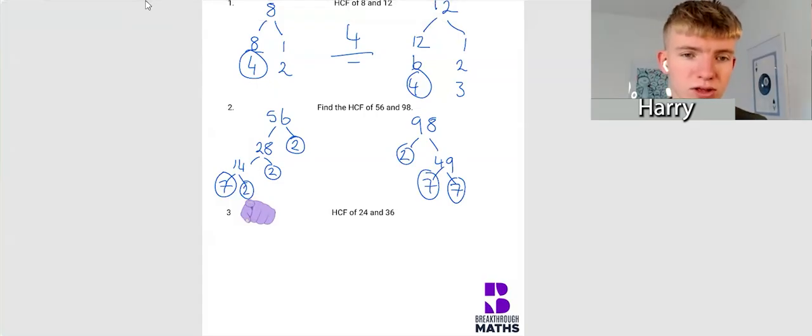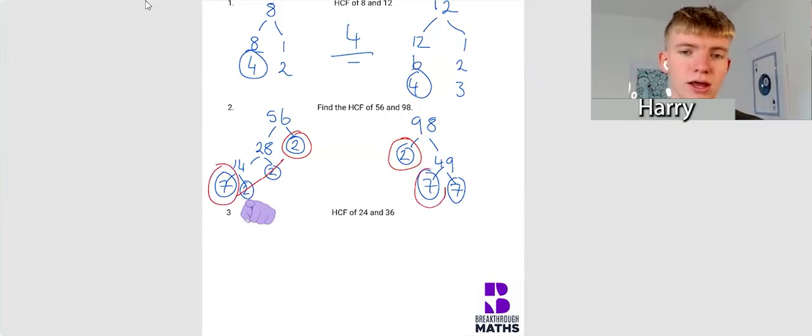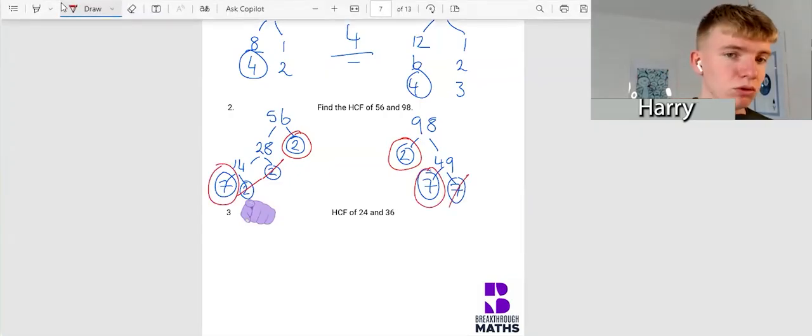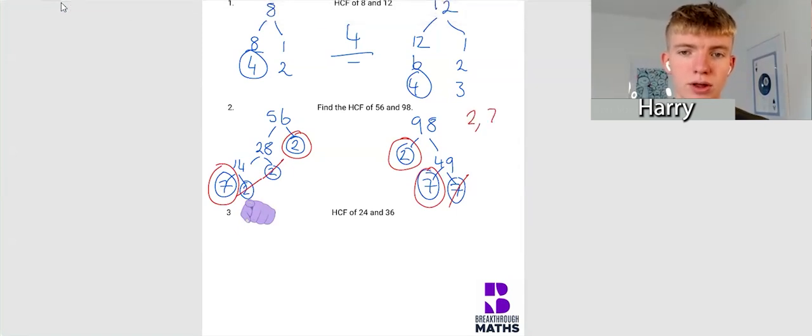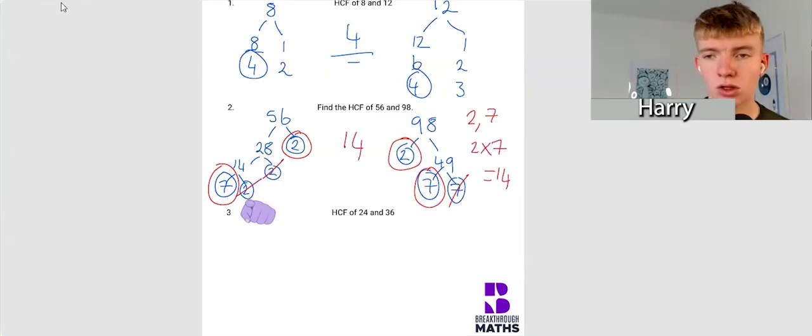So start off on this 56. We've got 1, 2 here, and we've got another one there. If we go back to 56, we've got 2 there, but not another one. So we can cross off both of those 2s. And then we've got a 7, and we've got another one over here. However, we don't have any other ones. So we know that 2 and 7 are our numbers. So what we're going to do is just multiply those together, 2 times 7, to give us 14. And that is our highest common factor. Hopefully that makes sense.